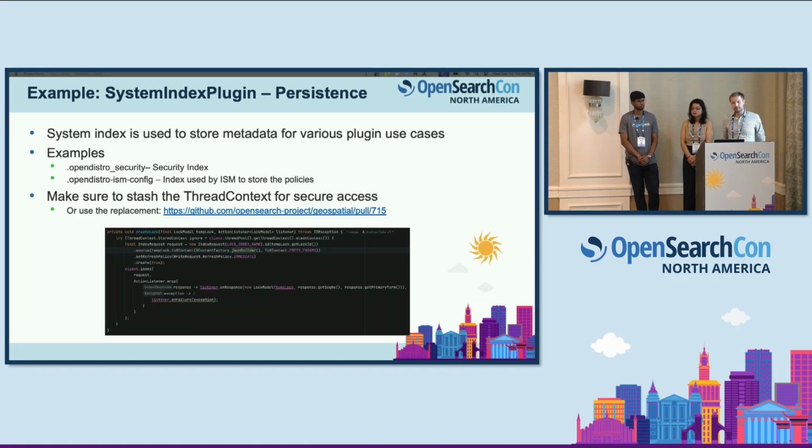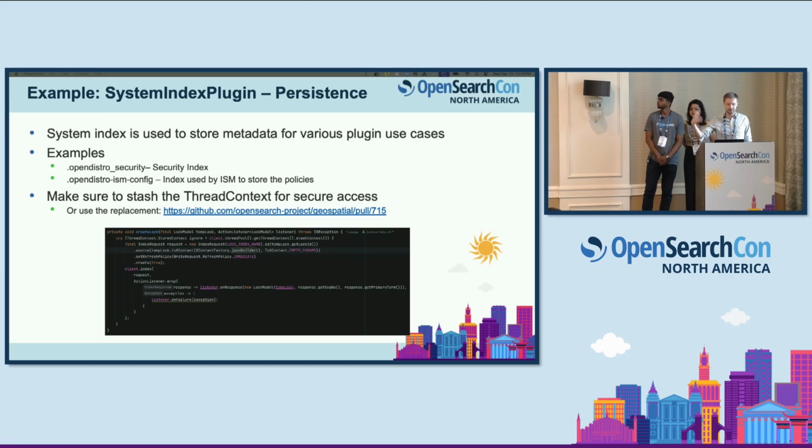Now, one other category I want to talk about, and this is actually a subcategory of action plugin, is called system index plugin. So if you need persistence, you would use a system index. So system index is where the system can store metadata in order for it to operate. Two examples of this might be the security index, where the security posture is stored, or the Open Distro ISM config, where your ISM policies may be persisted within the cluster.